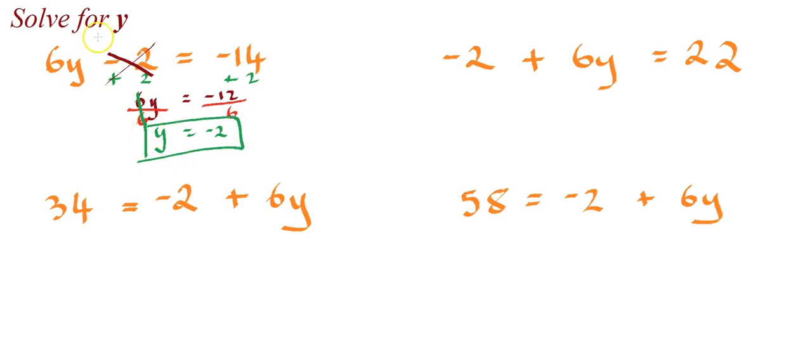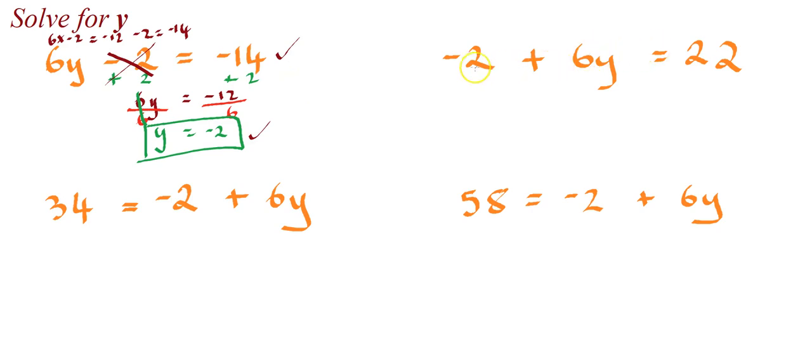Let's check to see if that's right. So the original question was 6y minus 2 equals minus 14. We now know what y is. So this says 6 times y, but we know what y is. So it's 6 times negative 2, right? Because we found out that y equals negative 2. Now the answer to that is negative 12. And then we had to minus 2, and that is minus 14. And that's what it said in the original equation, so that's correct, which means y equals minus 2.